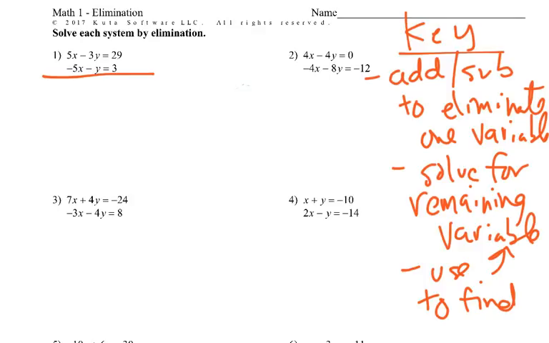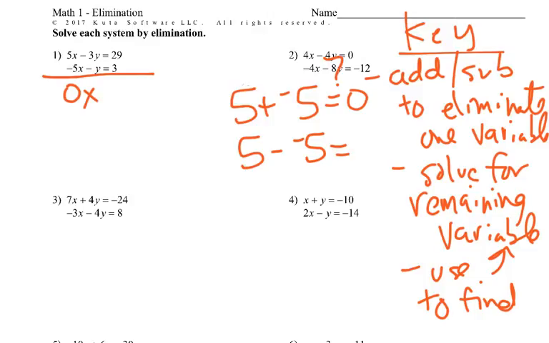Now, the decision to add or subtract depends on the coefficients. Look for the same number. 3 and 1, not the same. 5 and 5, the same. So I can eliminate the x's. How am I going to make this become a 0x? If I add 5 and negative 5, will that be 0? Or if I take 5 and subtract a negative 5, would that be 0? Well, minus negative is plus, that would actually be 10. The opposites added together become 0, so we're going to add.